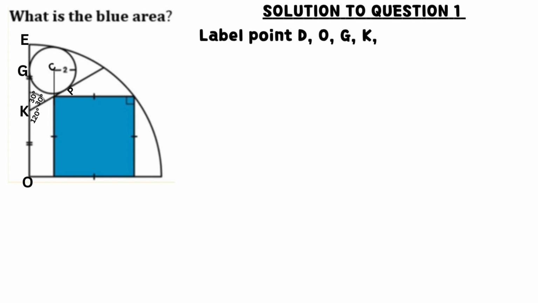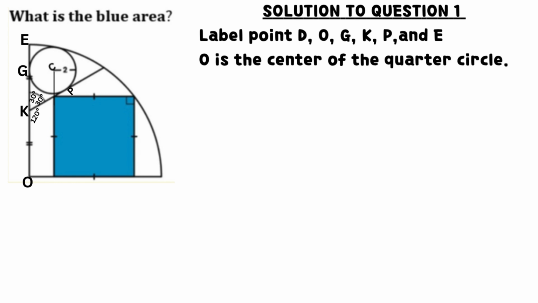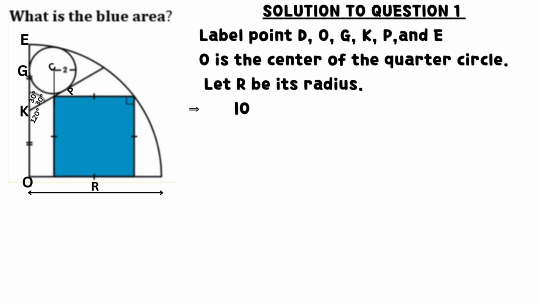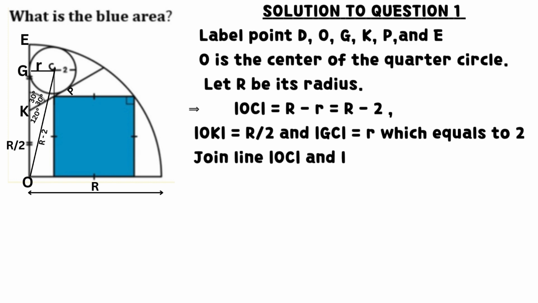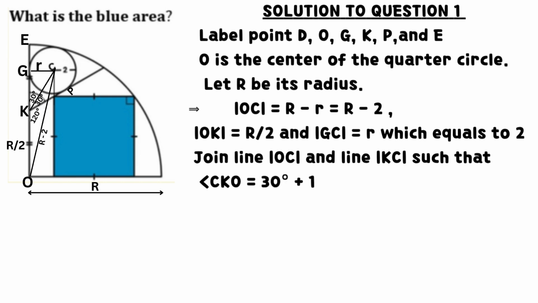Label point D, O, G, K, P, and E. We take O as the center of the quarter circle. Let R be its radius. This implies that line OC equals R minus the radius of the small circle, which equals R minus 2. Also, line OK equals half of R and line GC equals the radius of the small inscribed circle, which equals 2.